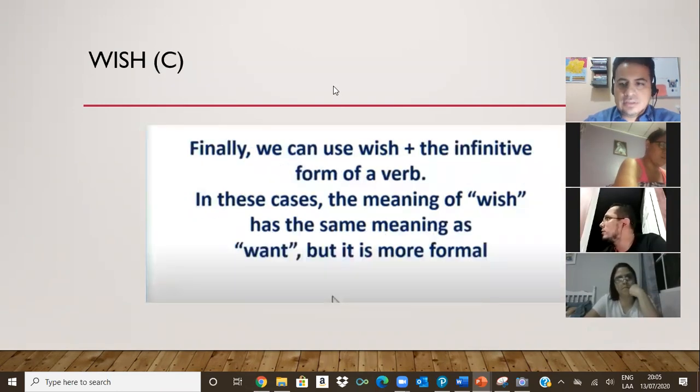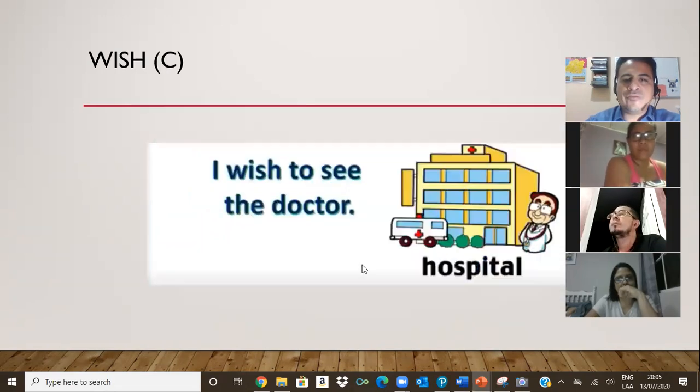Wish, number three. Finally, we can use wish plus an infinitive form of the verb. In these cases, the meaning of wish has the same meaning as want, but it's more formal. For example, I wish to see the doctor.